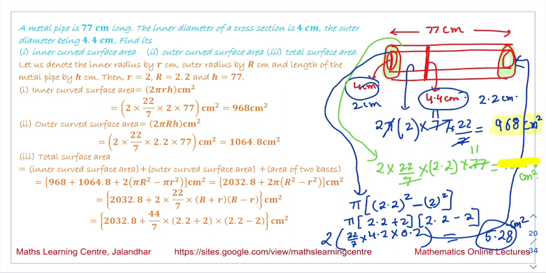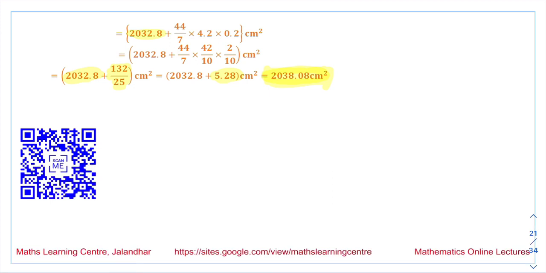So the total surface area is this internal area plus the external area plus the area of the two rings. So the total area will be 2032.8 plus 5.28, which is equal to 2038.08 centimeter square. We are adding these three values. This is shown in the next slide: the sum of all these three values is 2038.08 centimeter square.